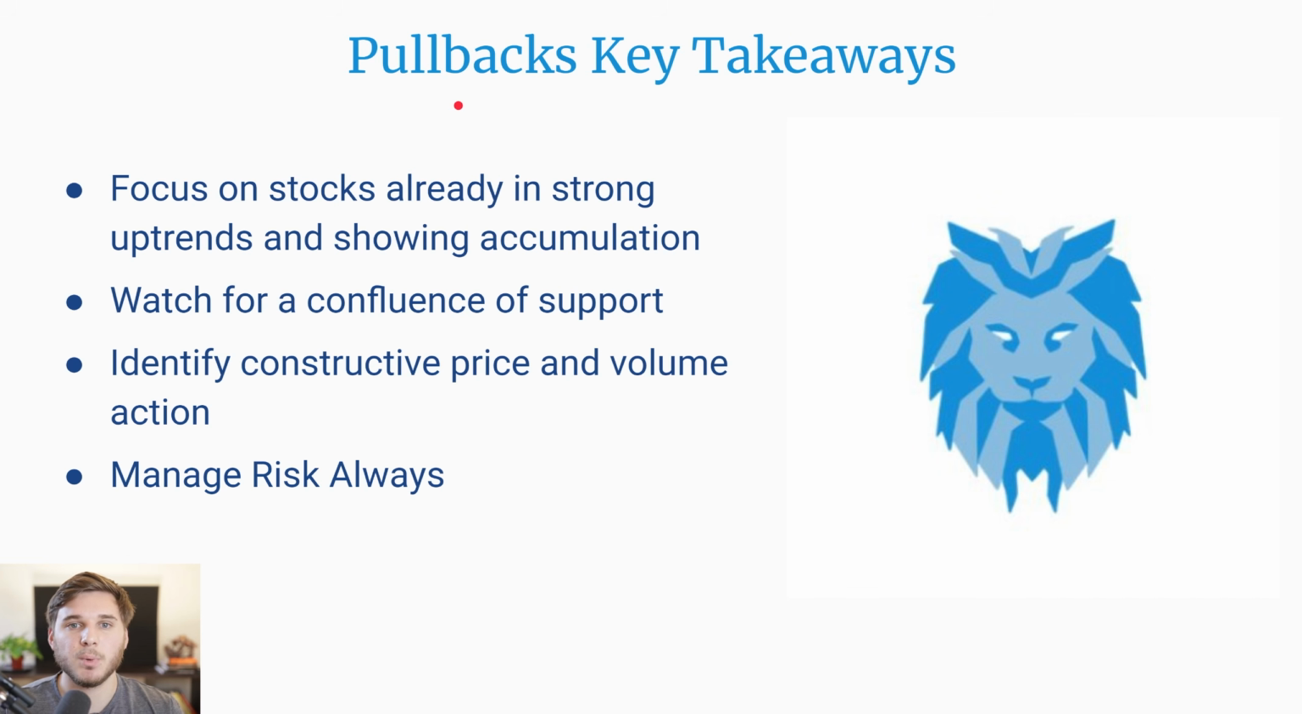So in summary, here are some pullback buying key takeaways. You want to focus on stocks already in strong uptrends and showing accumulation. Then you want to watch for a confluence of support, identify constructive price and volume action right at that support level, and you always want to set those stop losses and manage risk as well. So that's a brief run through of pullback buying.